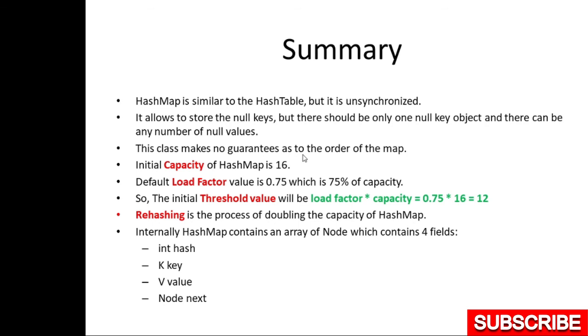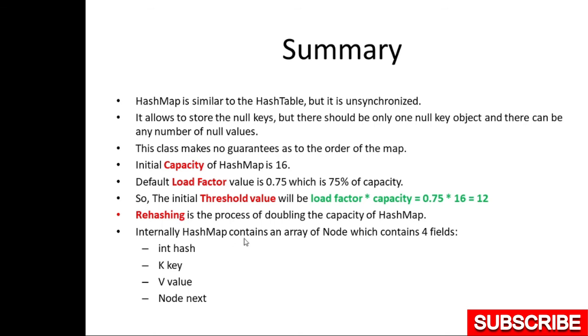The initial or default capacity of the HashMap, as we have seen, is 16, and the load factor initially is 0.75f, which is 75% of the initial capacity of 16. So the threshold value is load factor times capacity, which is 12. So what is rehashing? Whenever we exceed the threshold value, the size of the table or the bucket is doubled. That is called rehashing.